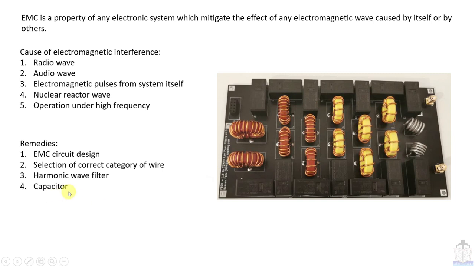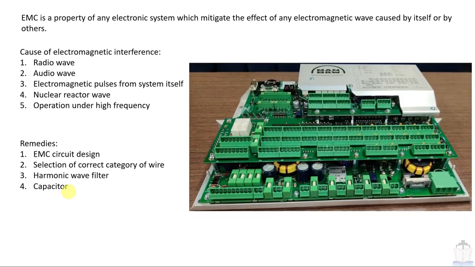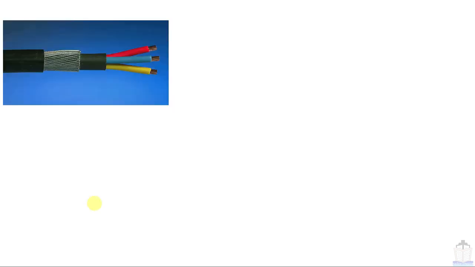So next is capacitor. A capacitor also acts as a filter which bypasses some unwanted waves and allows only the required ones to pass. Now here you can see that capacitors are installed at so many places. These yellow colors are nothing but capacitors. Okay. Next is earthing of the cable. This is very important, and now we are going to see in detail about this earthing of the cable.